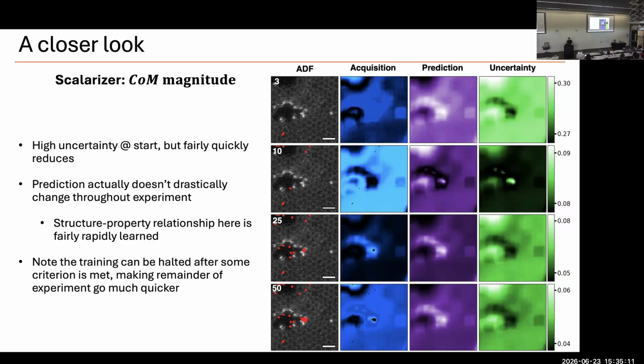The nice thing about an algorithm like this is once you see that the prediction is converged and the uncertainty is converged, you can decide to cut it off and go ahead and stop the experiment there, because you know you have a good prediction with very low uncertainty, essentially, and you get to decide that cutoff.